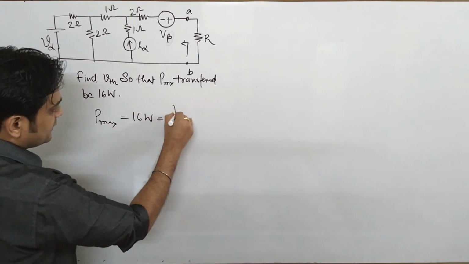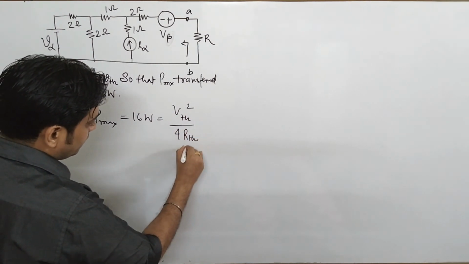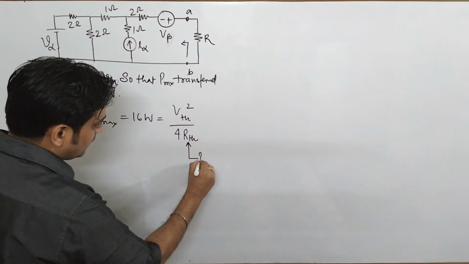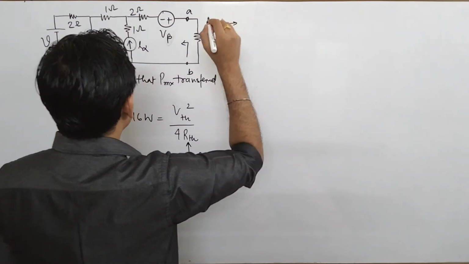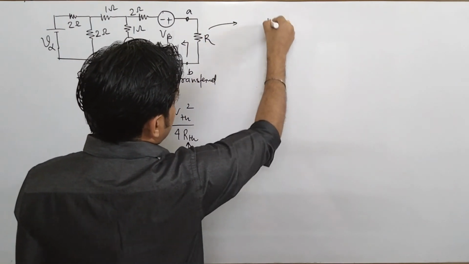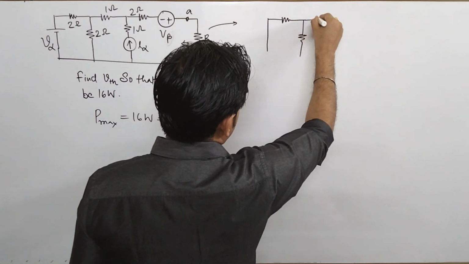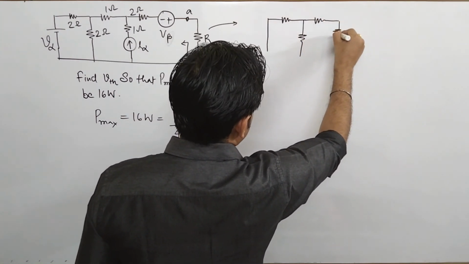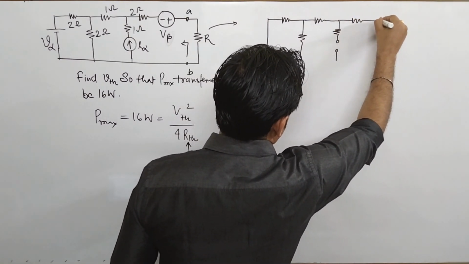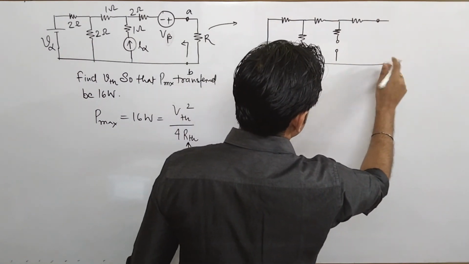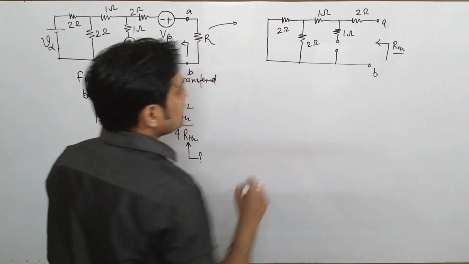Or you can say it is given as VTH square upon 4 RTH. Now to find the value of VTH, you have to find the value of RTH. So we redraw this network here. Please see, your voltage source gets short circuited. This is your resistance, this resistance, and your current source gets open circuited. Again this is your resistance, it is short circuited, and this is your terminal. So this will be your RTH.